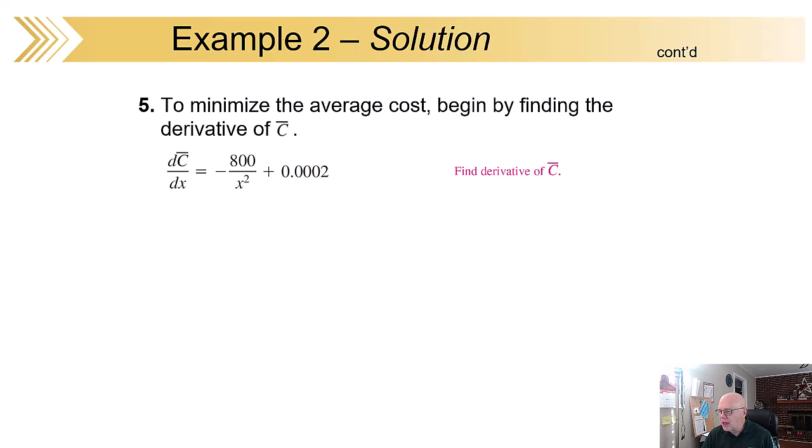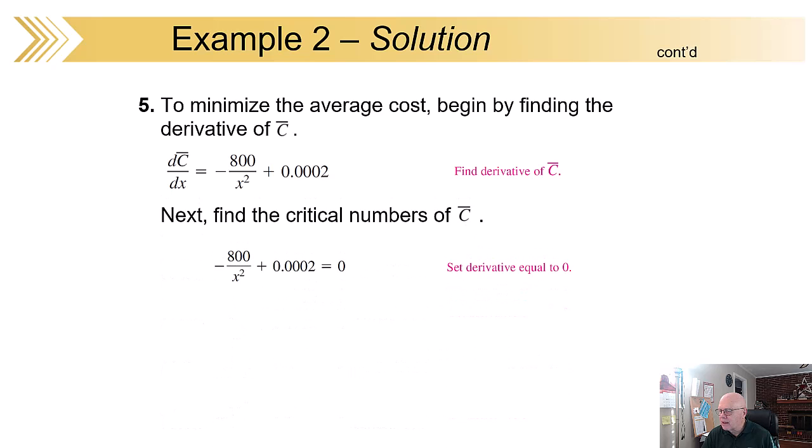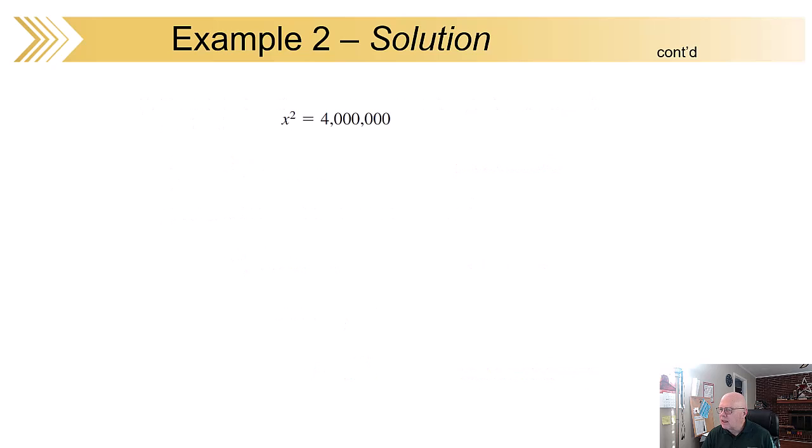And what are we going to do next? Find the critical numbers. Set that equal to 0. Solve for X. Part way down. A little bit closer. There's X squared. Take the square root of both sides. You get 2 answers, but remember our feasible domain. Can't have that negative. We don't produce negative numbers of things.